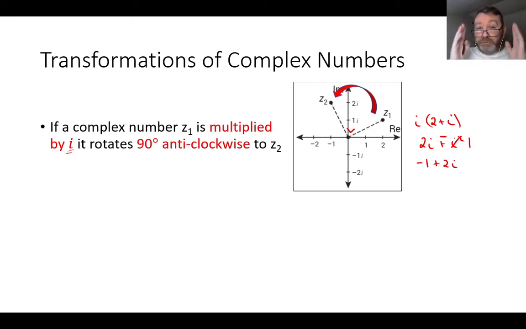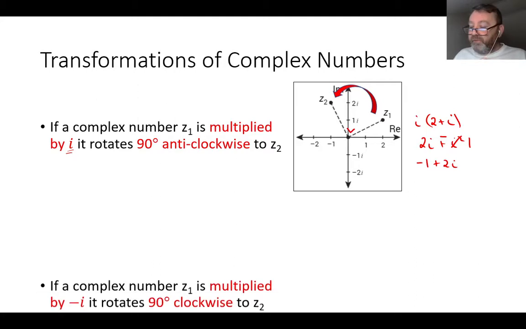Now, if multiplication by i gives an anti-clockwise rotation of 90 degrees, just guess for a moment as to what would happen if you were to multiply a complex number by minus i. i gives an anti-clockwise rotation of 90 degrees, so therefore minus i would give a clockwise rotation of 90 degrees. And let's just verify that.